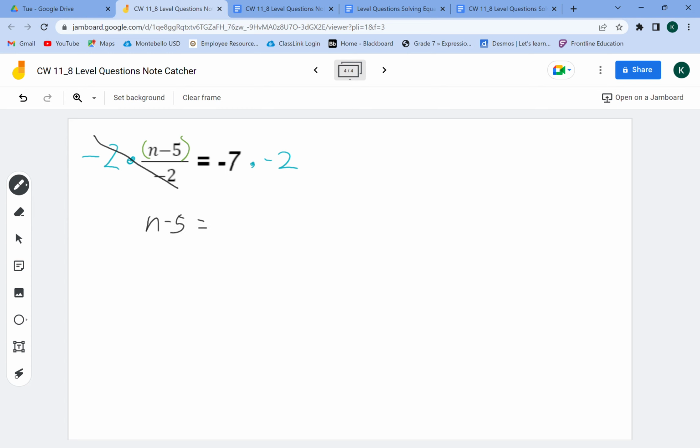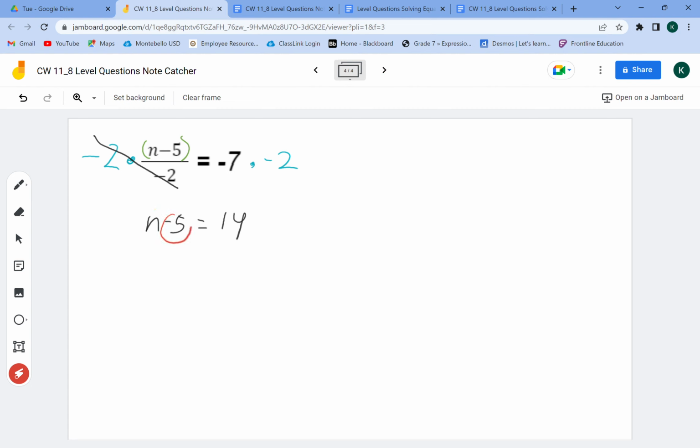Okay, equals 2. And since I'm multiplying by a -2 over here, 7 times 2 gives me 14. And then a negative times a negative gives me a positive 14. So then I notice that I want to leave n by itself here.